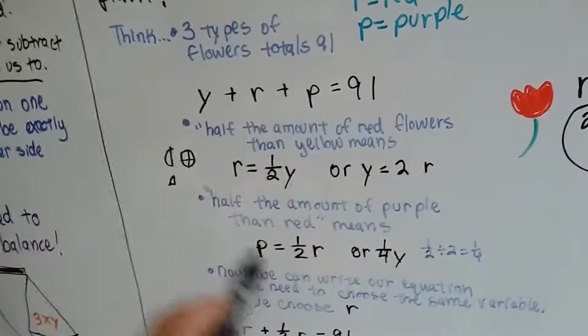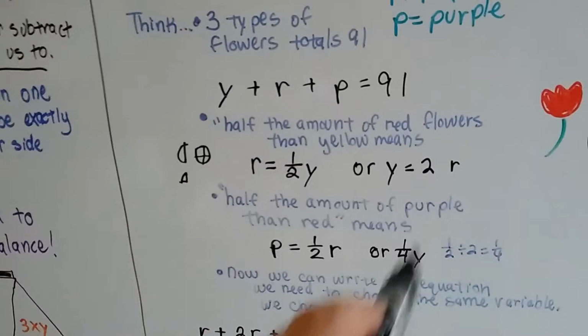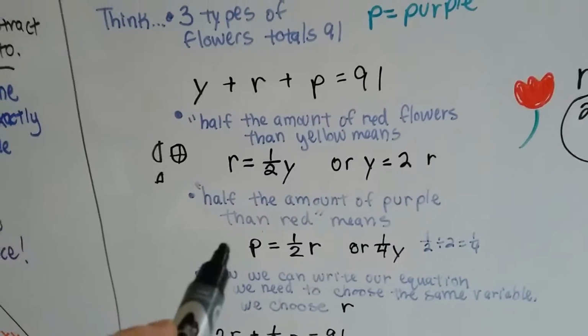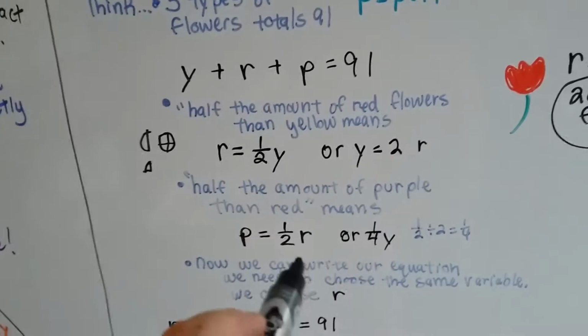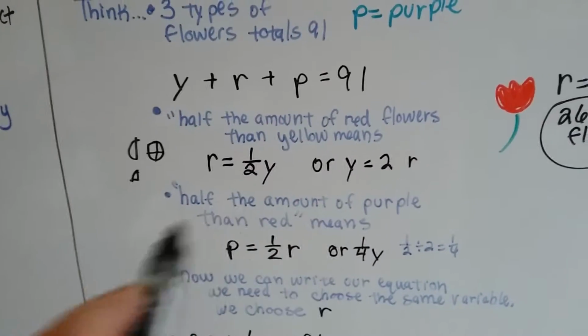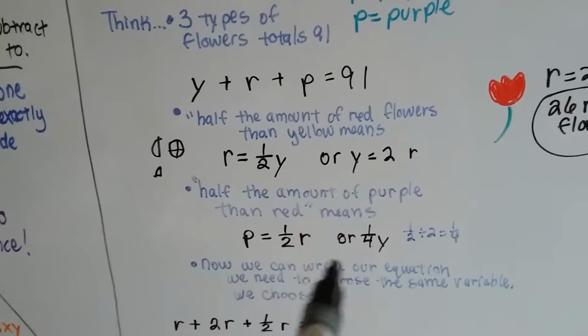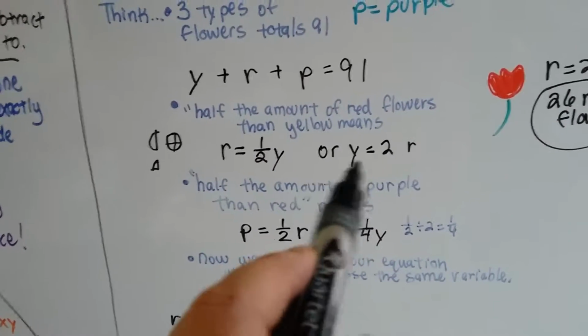So we could choose which variable we want to use in our equation. You want to stick with the same variable. You don't want to use 3 different variables. We want to compare them to each other so that we're saying we're using 2 y's, we're using 1/4 of a y. You see what I'm saying?